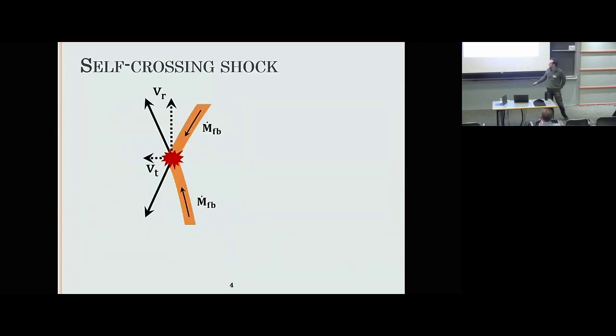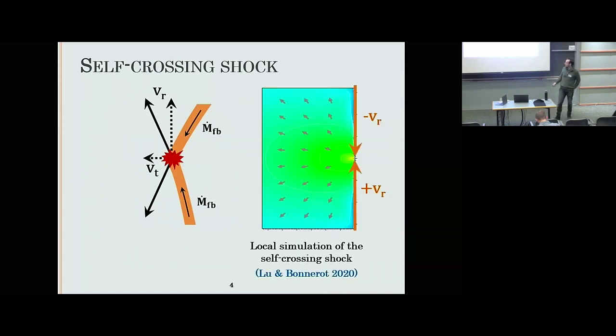The later phase of evolution is a self-crossing shock that happens between two streams that we assume to be identical. And we studied this collision using local simulations and also working in the frame that is moving with the common tangential velocity of the two streams. So in this frame on the right, the two streams are colliding head-on, and what happens is that the kinetic energy gets dissipated, and as a result, the gas gets launched into an outflow with terminal velocity v_r, because the simulation is adiabatic.